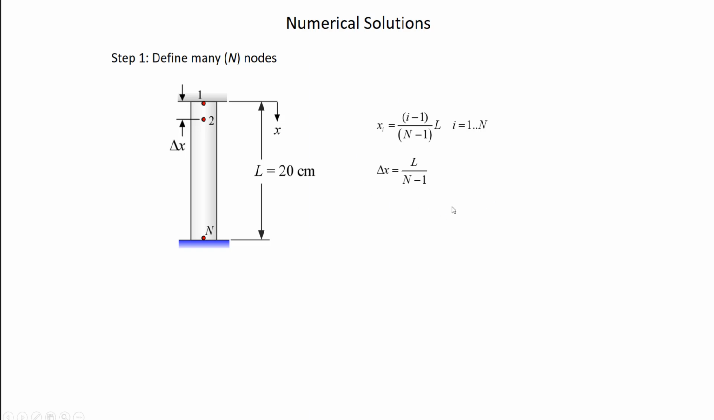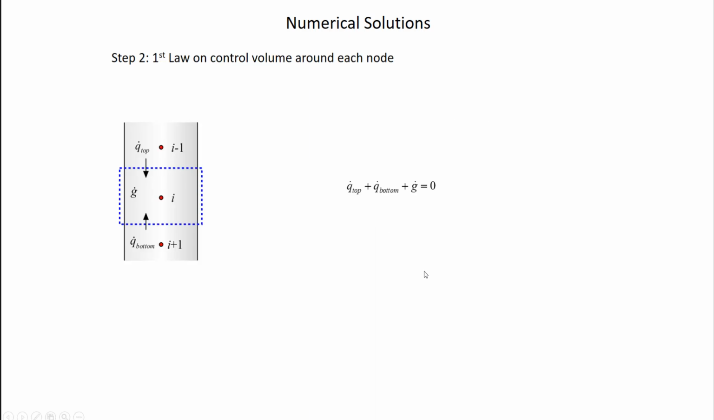This is probably not the best way to distribute nodes. The best way to distribute nodes is you put more nodes where things are happening, right? So you would put more nodes at places where the temperature distribution is doing something interesting, where the temperature gradient is large. But this is a way to get started. All right, now I know where my nodes are.